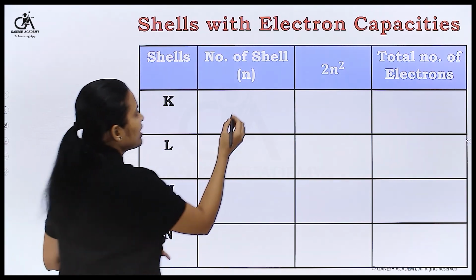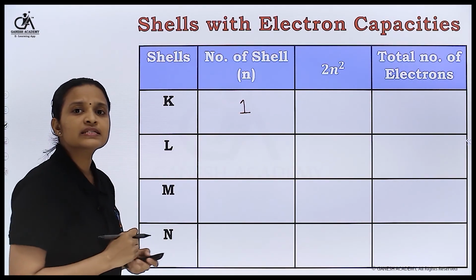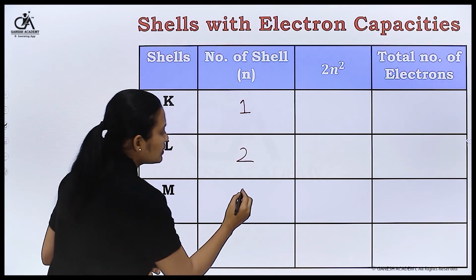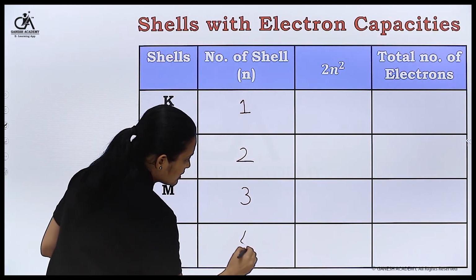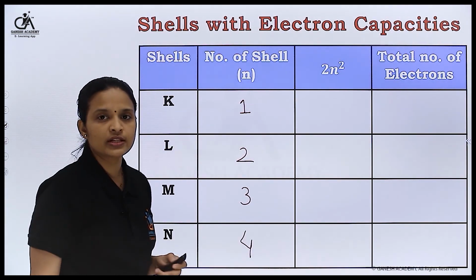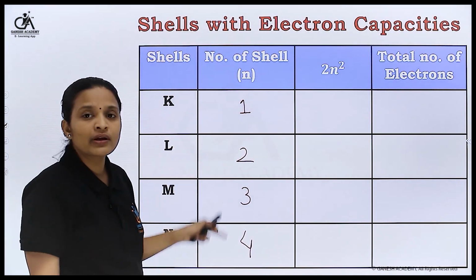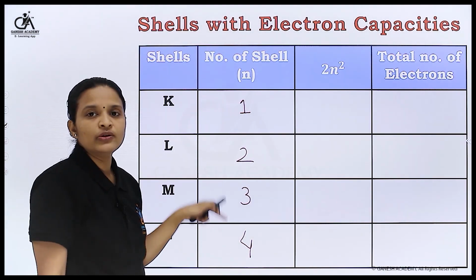So I will write here number is 1. L, it's a second number shell, so I will write here 2. M, it's a third number shell, so I will write here 3. And N, it's a fourth number shell, so that's why I have written here 4. So according to the number of shells, I have added values here.